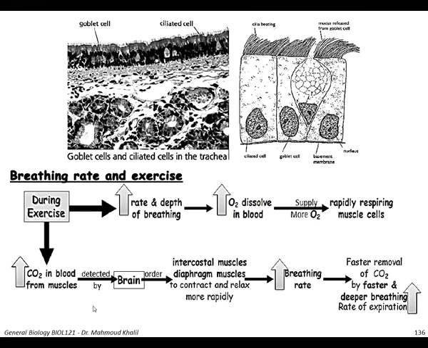This will be detected by the brain, which will order, as we said before, the intercostal muscles or the rib muscles, as well as the diaphragm muscles, to contract and relax more rapidly to enable the breathing behavior. This will increase the breathing rate. So by the end, you will have faster removal of carbon dioxide by faster and deeper breathing. That means the rate of respiration has been increased.